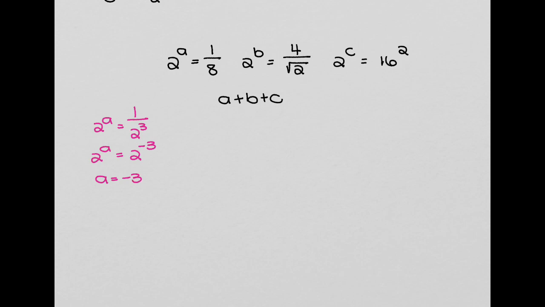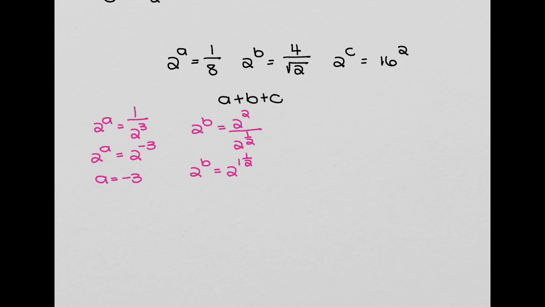Look at the second bit. I've got 2 to the power of b equals 4 over root 2. 4 can be written as 2 squared. And root 2 can be written as 2 to the power of a half. Now, for this one, I've got the same base. I'm dividing. If you're dividing, you subtract the powers. So you're going to say 2 to the power of b is equal to 2 to the power of 1.5. Because 2 take away a half is 1.5.